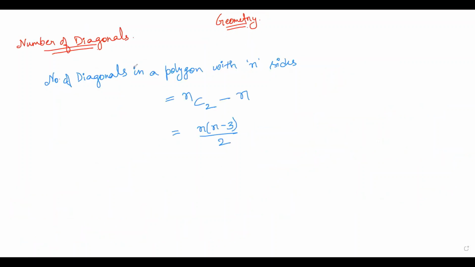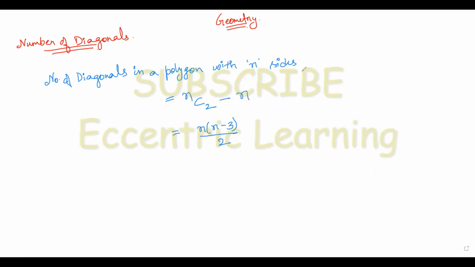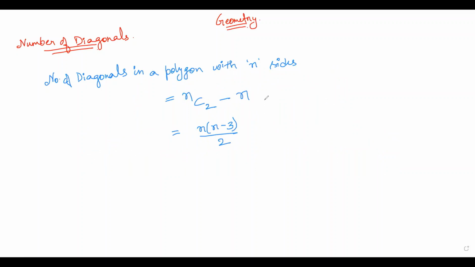Now, let us see how we can find the number of diagonals in a polygon. The number of diagonals in a polygon with n sides can be found out simply by using this formula, which is given by nC2 minus n, which when we simplify can be represented as n into n minus 3 upon 2. For example, for a hexagon which has 6 sides, the number of diagonals would be 6 into 6 minus 3 upon 2, that is 18 by 2, which is 9. In a similar way, for an octagon which has 8 sides, the number of diagonals would be 8 into 8 minus 3 upon 2, which would be 40 by 2, that is 20, and so on.